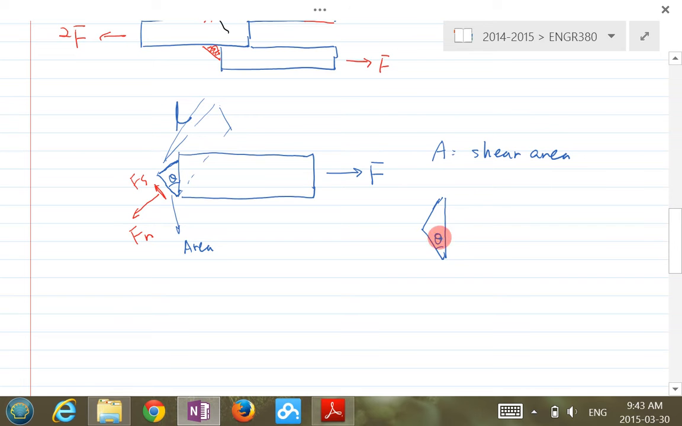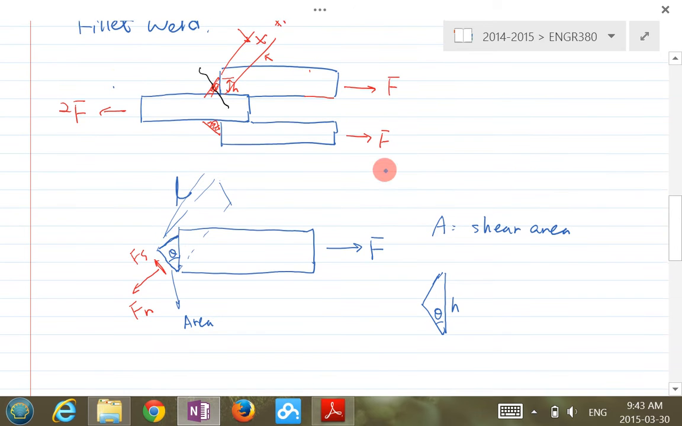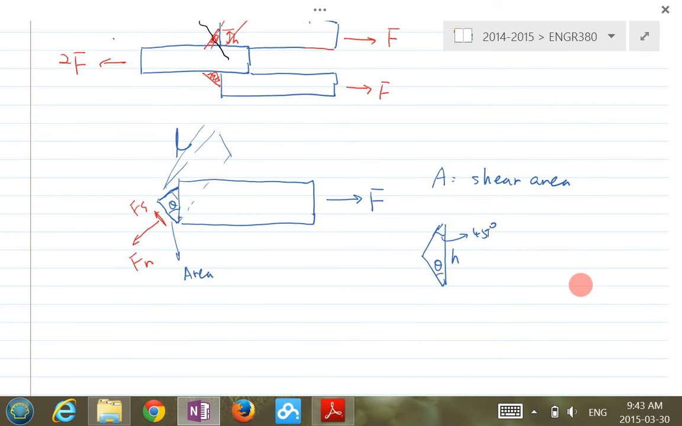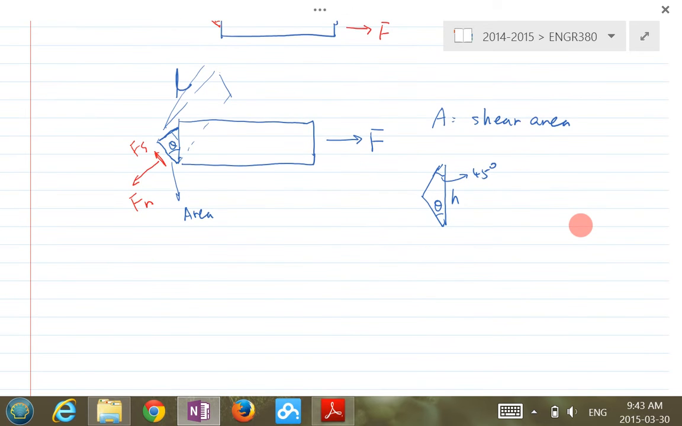This is theta. This is H. And the top angle here is basically that angle there. And that angle, remember we said, is generally how much? 45 degrees, right? It's 45 degrees. So now you can use the so-called sine rule.